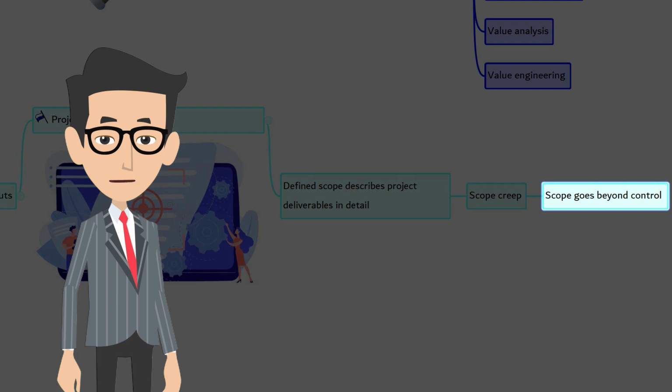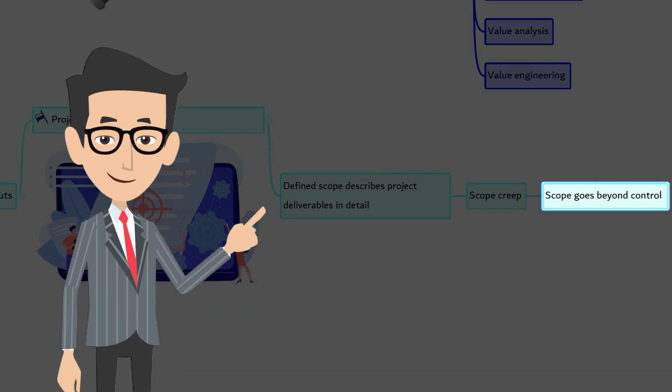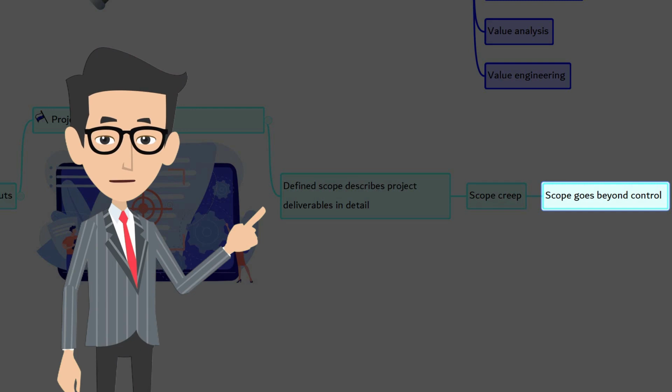Just imagine if every stakeholder gets into the project and imposes all their requirements. How will the situation look? Completely out of control, right? So this is called scope creep. The scope simply goes beyond the control of the project manager.